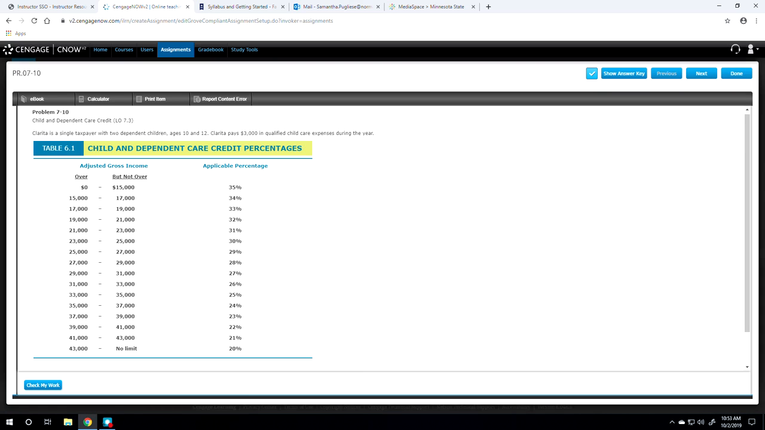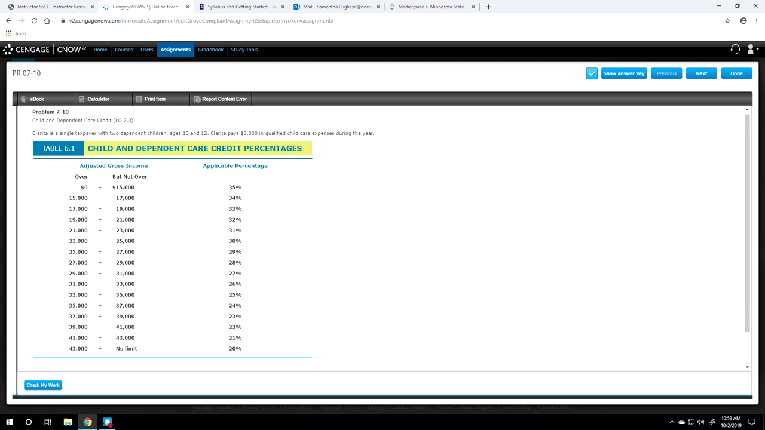Okay, so let's look at problem number 10. So here we have Clarita is a single taxpayer with 2 dependent children. So we want to pay attention to, is the taxpayer single or are they married? What's their filing status? And then also how many dependent children. That makes a difference in our calculation. They tell us their ages, ages 10 and 12. They are young enough that both of the children qualify.